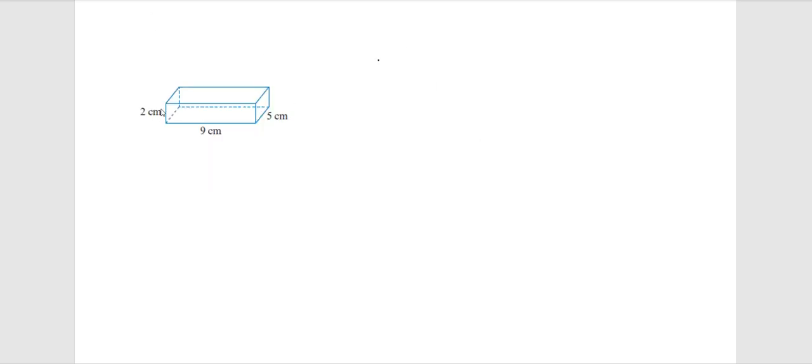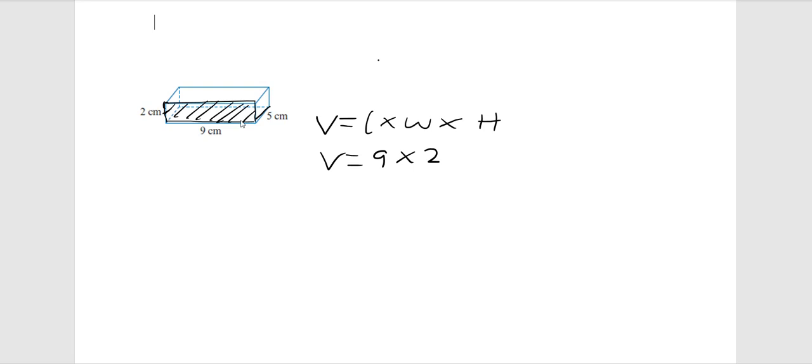Okay, for this rectangular prism, once again, we're given 3 measurements. I've got 2 for this length here, 9 for this length there. If I go 2 times 9 or 9 times 2, I am finding the area of that front rectangle. There's also the exact same rectangle at the back, and the distance between them, the height or length, is 5 centimeters. So my formula once again for volume, for a rectangular prism, is length times width times height. So volume is equal to 9 times 2, which is the area of that rectangle, times 5, and it will give me the volume.